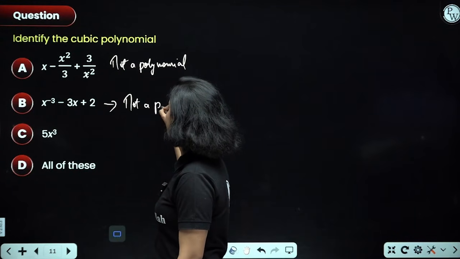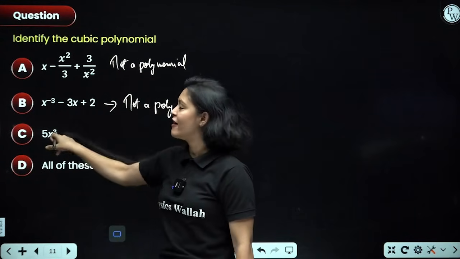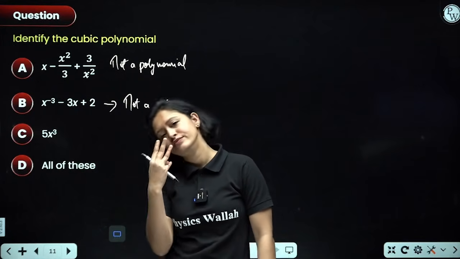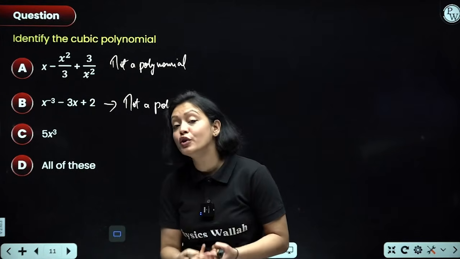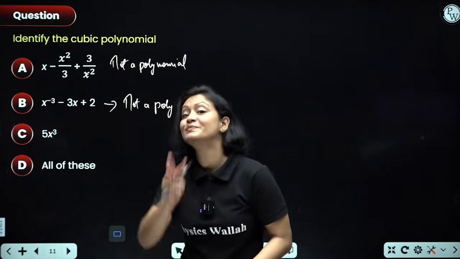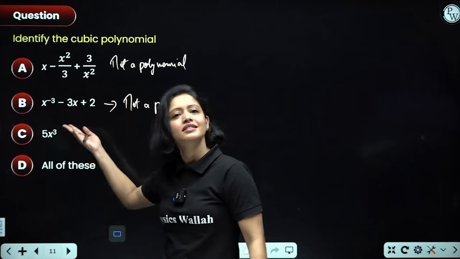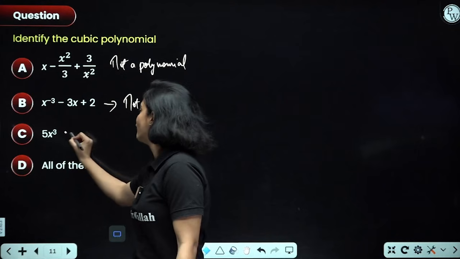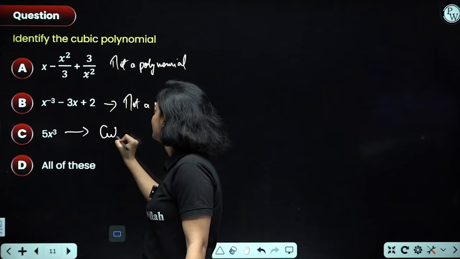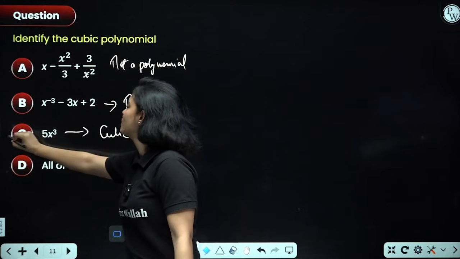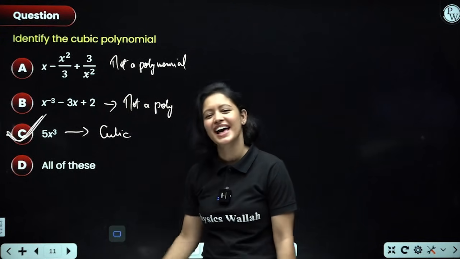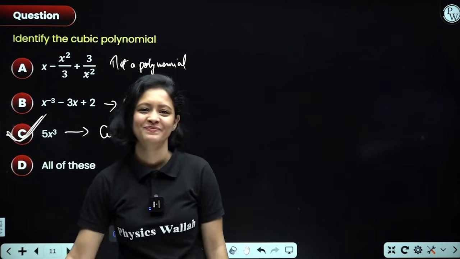Not a polynomial. Right? Now, 5x cube, everyone. What is the highest power of the variable? 3. For a cubic polynomial, what should be the highest power of the variable? 3, right? So yes, this here is a polynomial with highest power as 3. So yes, it's obviously a cubic polynomial, right? So option number C is the correct answer. That's it. It's as simple as that, right?